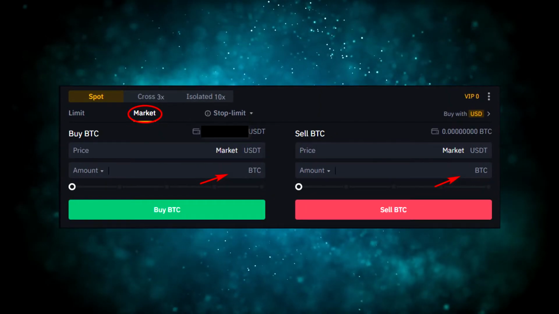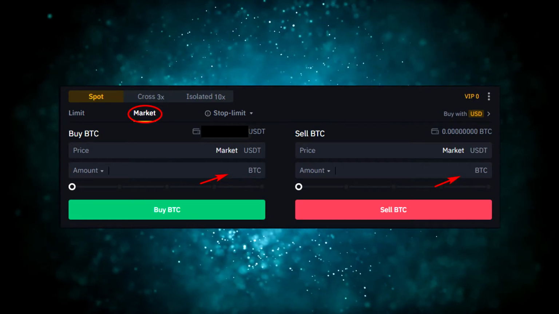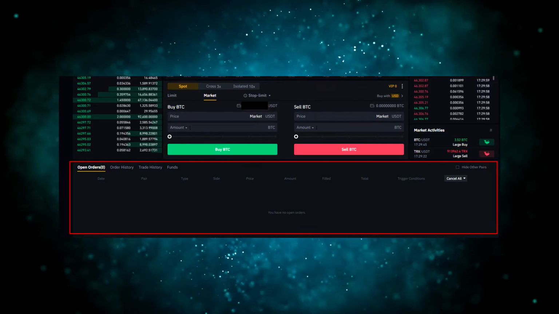If you don't want to wait, you can just use market. Just type the amount of BTC you want to buy or sell, and you did the trade at market price. You can see the history of your orders here.